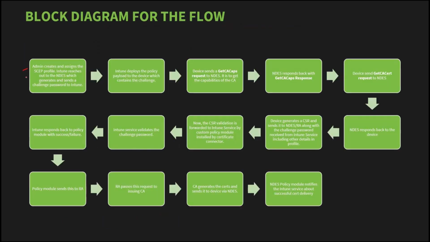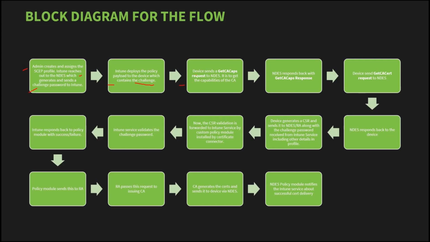So now we are going to understand the flow by using this block diagram. As we have already seen in the flow before, the first thing that happens is that the admin creates a SCEP profile and assigns it to a user or a device. The effective group evaluation happens. The Intune service reaches out to the NDES server using the connector. The NDES server creates a challenge password and sends it back to the Intune service. The Intune service now deploys the policy, which contains the SCEP profile which was created by the admin, and along with that it contains the challenge password as well.